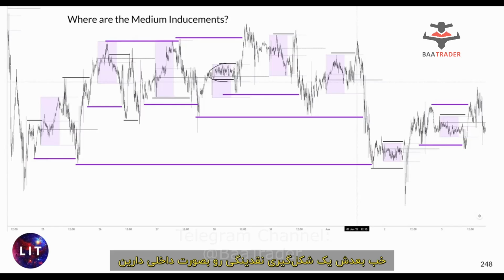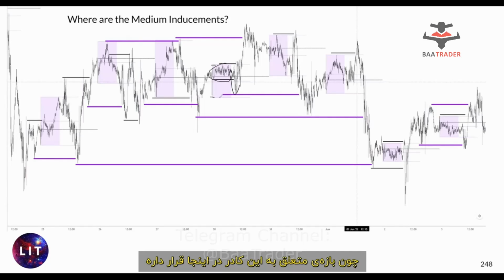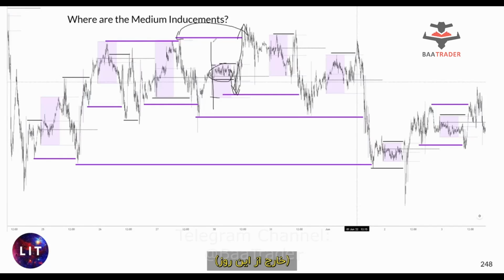So then, of course, you have our build-up intraday internally, right? Because the range of this box is in here, so it's an internal inducement. Then, of course, induces something to the left, outside of this day, becomes medium. Look at the significance of this inducement, very big, obviously.